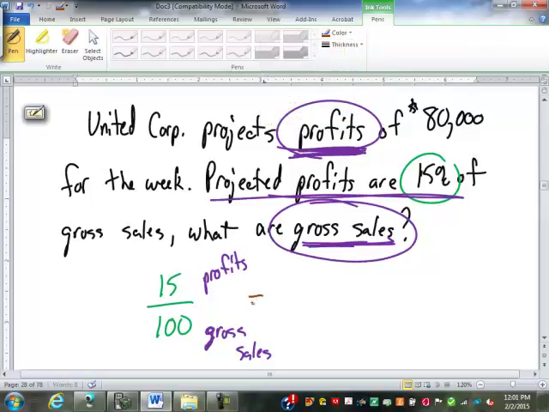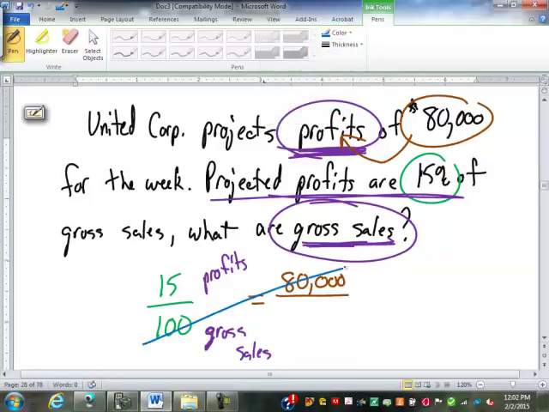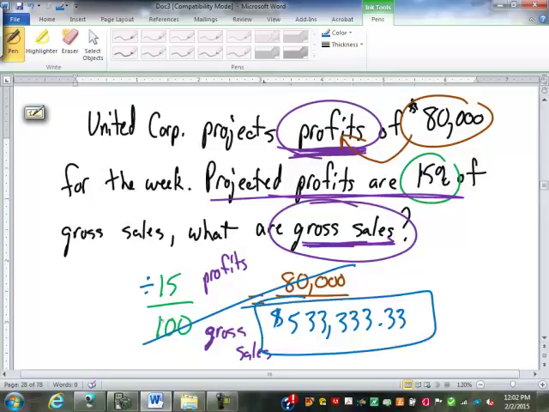Once we've done that, the rest of the problem sets itself up. The $80,000, is that profits or gross sales? Well, right there tells us it is profits. And now we simply have to cross multiply and divide. 100 times 80,000 divided by 15 is $533,333.33 of gross sales.